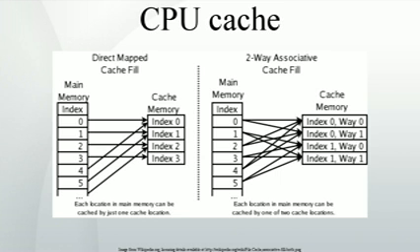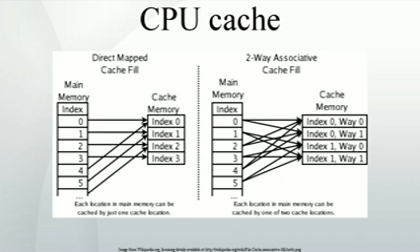Overview. When the processor needs to read from or write to a location in main memory, it first checks whether a copy of that data is in the cache. If so, the processor immediately reads from or writes to the cache, which is much faster than reading from or writing to main memory.